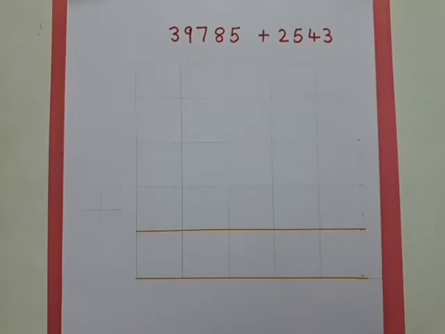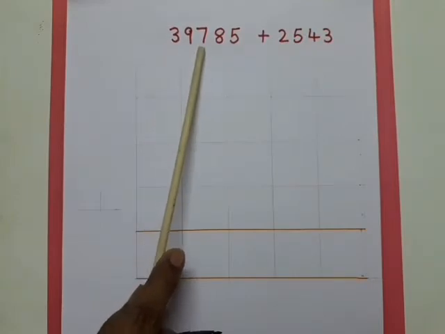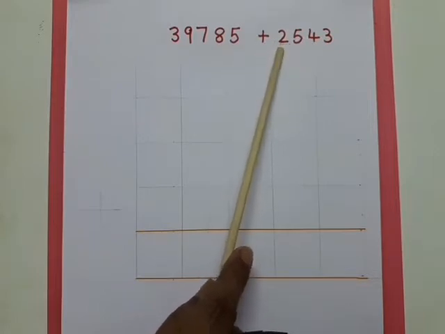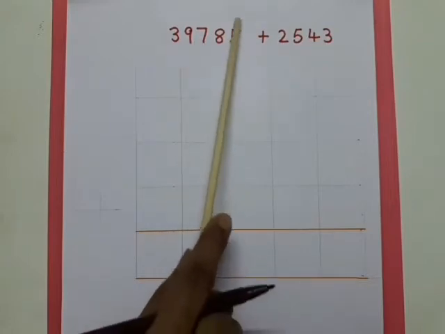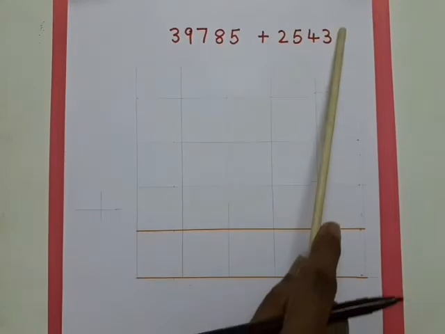Okay, so now today I will teach you addition with carrying over. So listen carefully to my explanation and you will understand the sums. Children, our first sum is, as you can see here, 39,785 plus 2,543. So we are going to add both these numbers, this number plus this number.